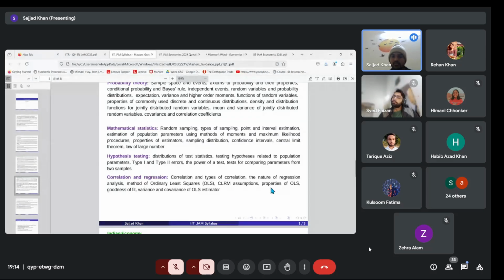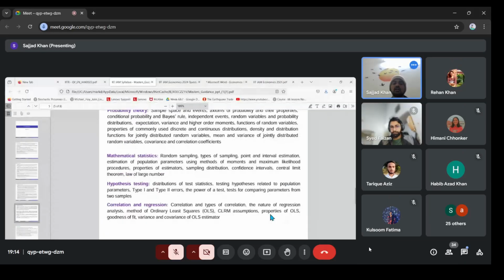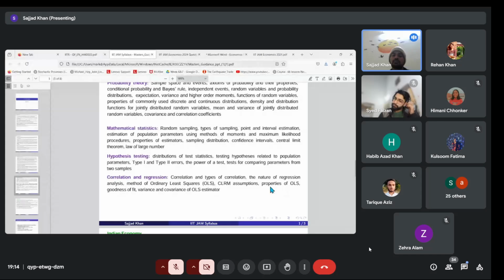In this, the properties of the OLS are obviously important. For the goodness of fit, they ask about the R-squared value and adjusted R-squared. For this, you can refer to Gujarati. Gujarati is the most important book for this. It is very basic, written by an Indian writer, so you will be able to understand.